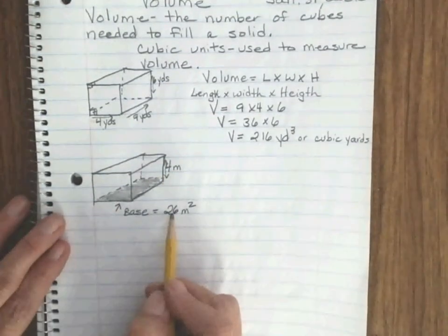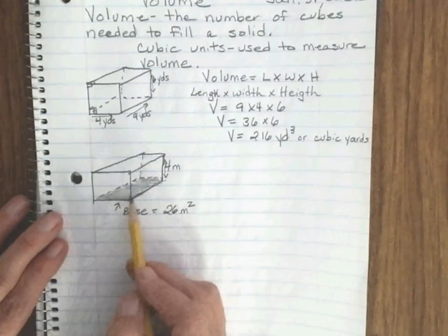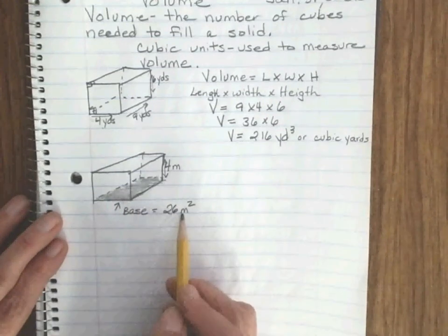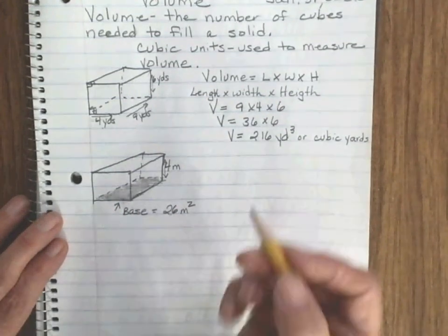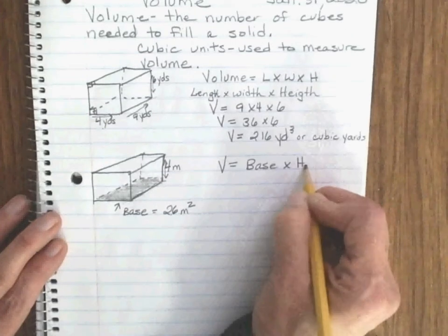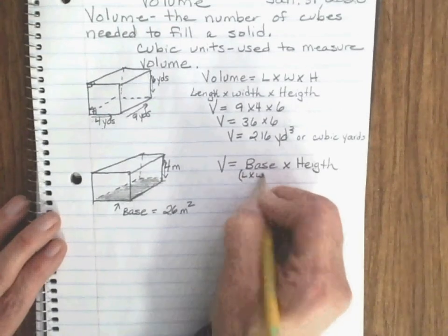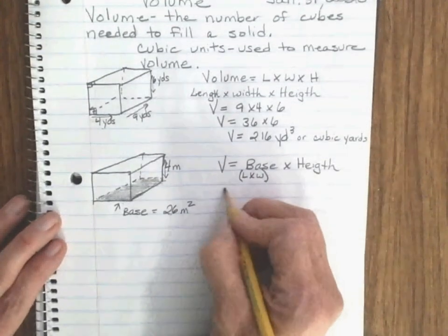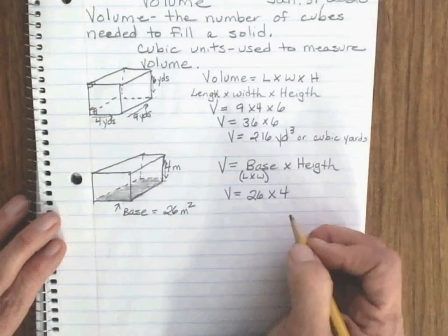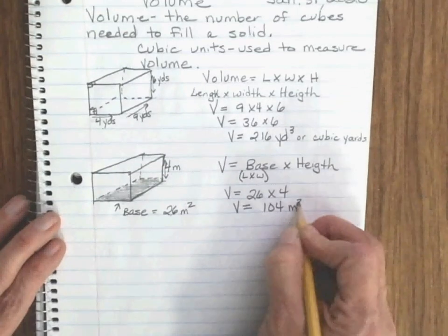So when they've given you the base, they have already told you the length times the width, right? Because the formula for area is length times width. And we know that length times width in this case is 26 square meters. So I can do my formula like this, where volume equals base times height. Because the base was the length times the width. So my volume equals 26 times 4, which is 104 meters cubed.